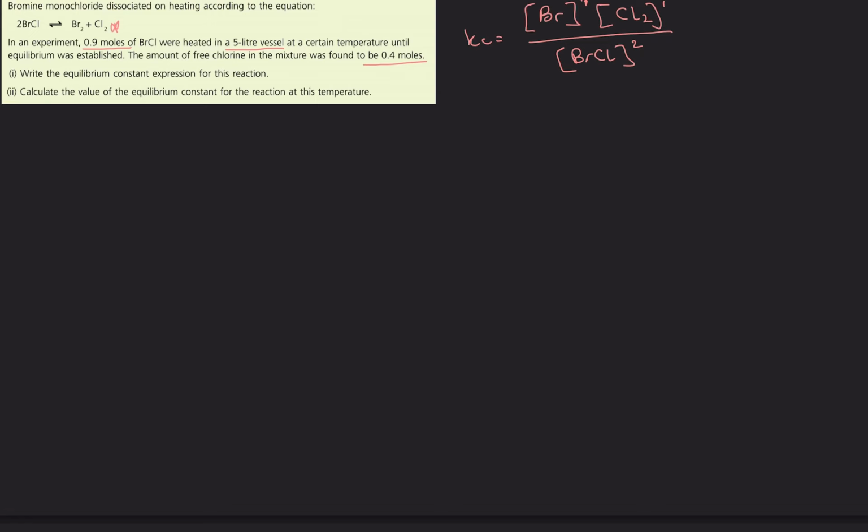Now let's get on to the equilibrium constant for the reaction. I'm just going to change the 0.9 moles in the 5 litre vessel to a 1 litre vessel. You're going to change that by dividing it by 5 to see how many moles will be in 1 litre. And we're going to get 0.18 moles of the bromine chloride in a litre.